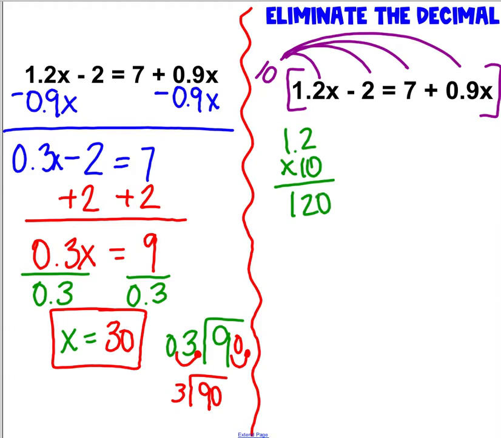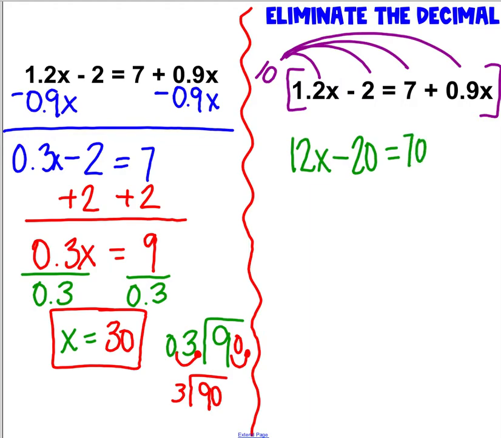Right? I count my decimal place, goes in once. 1 2/10 times 10 is 12. Ultimately, we're just moving the decimal one spot, one place value. So 1 2/10 times 10 is 12x. 10 times -2 is -20. 10 times 7 is 70. And 9/10 x times 10 is 9x. Okay? Look, 9/10 times 10 would be 90, but you have to move the decimal one spot in.